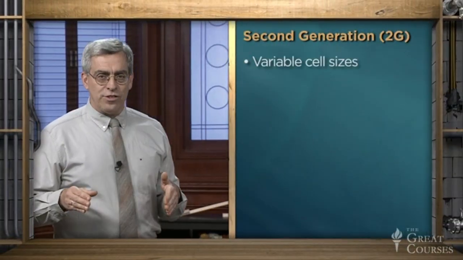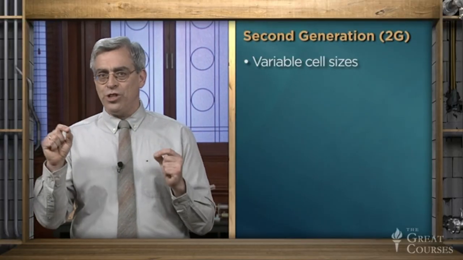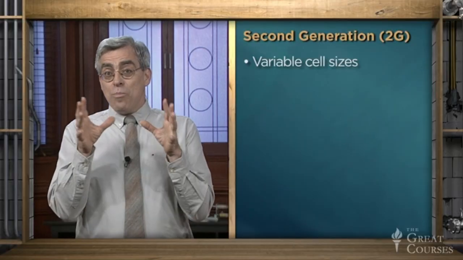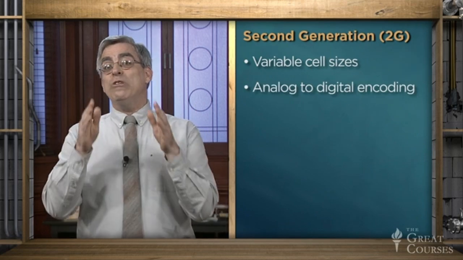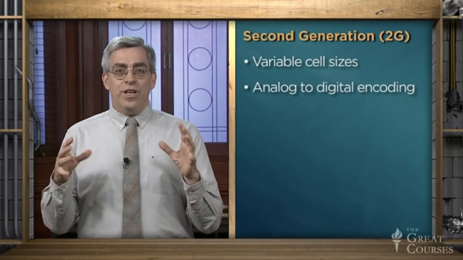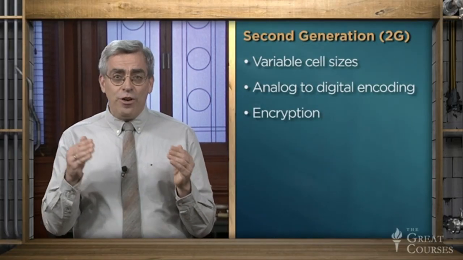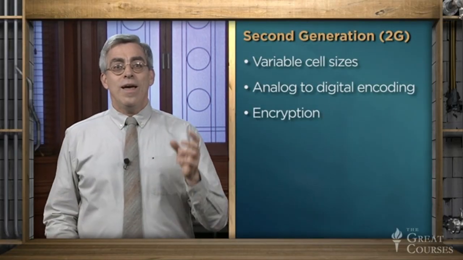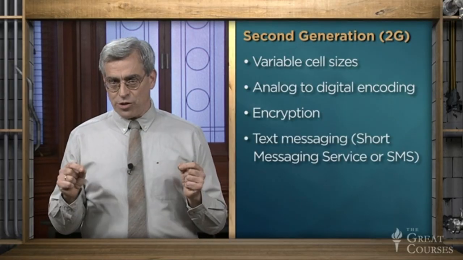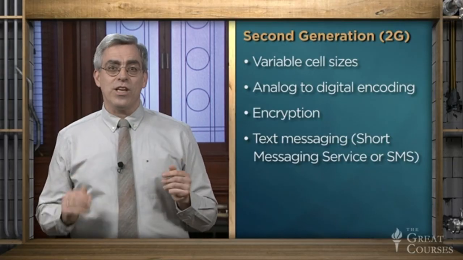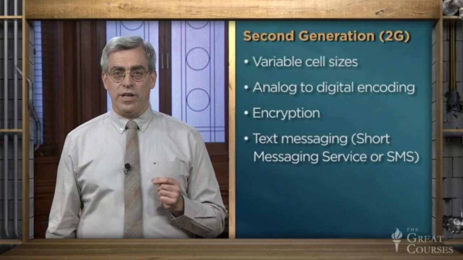Allowing the use of variable cell sizes contributes significantly to enhanced capacity in second generation or 2G cellular networks. But the most important contributor by far was the change from analog encoding in 1G to digital encoding in 2G. This change allowed for the encryption of voice transmissions, addressing a particularly serious security concern with wireless communications, and it opened the door to the transmission of data as well as voice. Text messaging, officially the Short Message Service or SMS, was an integral part of the 2G standard, and it paved the way for the smartphones of today.